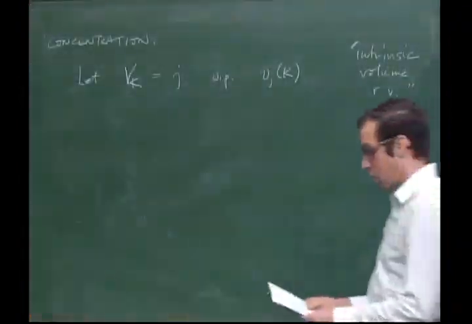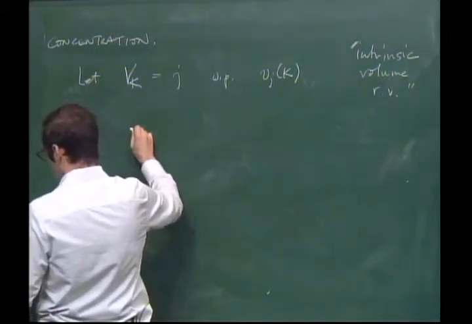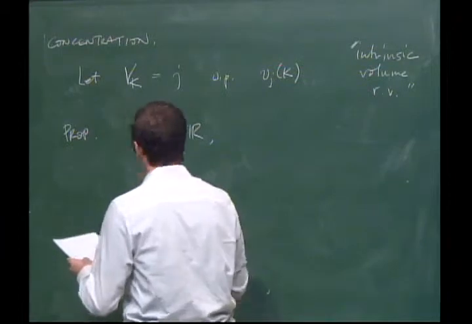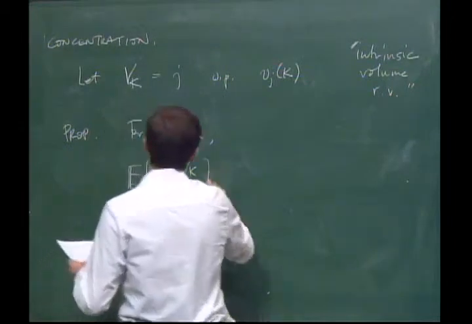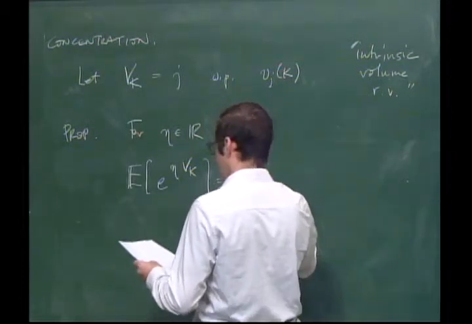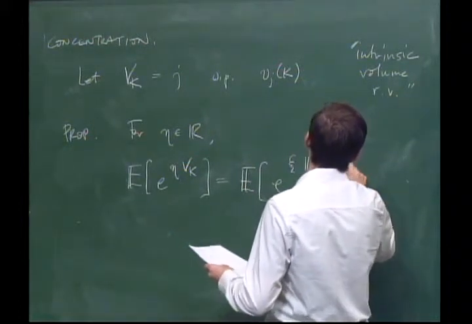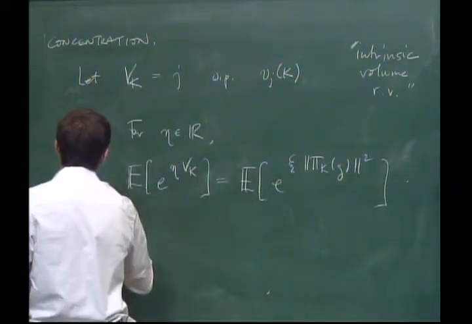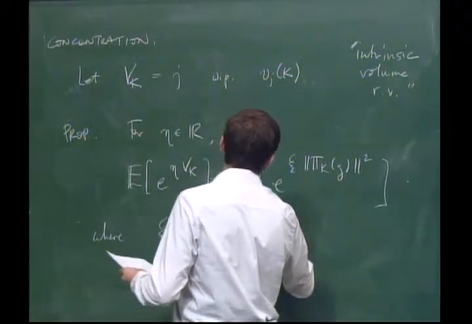We're going to go in a slightly different direction because I want to show you that the intrinsic volumes concentrate. So here's a proposition. For all real eta, the expectation of e to the eta times this intrinsic volume random variable is equal to the expectation of e to the xi times the projection of a Gaussian onto the cone squared, with a different parameter xi, where xi is related to eta by the formula xi equals 1/2 (1 minus e to the minus 2 eta).